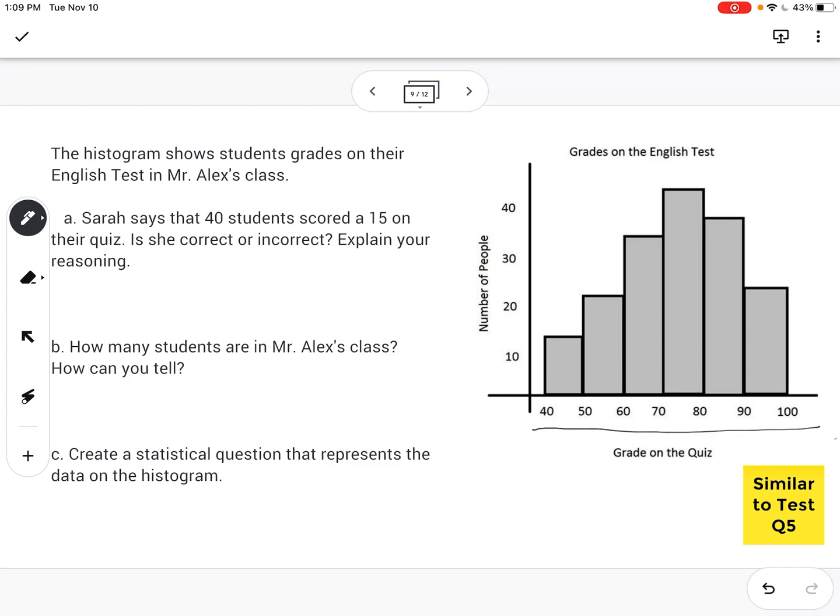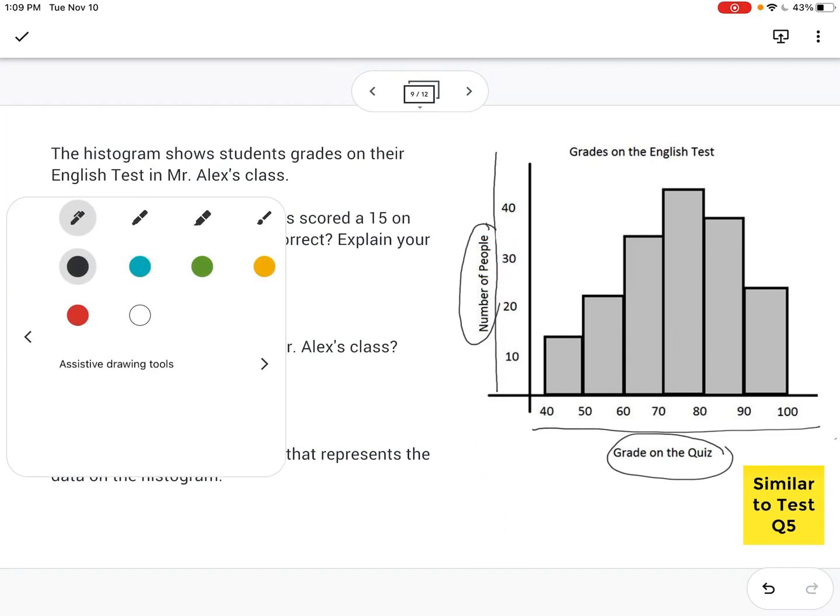So we see that this axis on the bottom represents grades on the quiz. So over here, these ranging from 40 to 100 represent the students' grades on the quiz. And then over here on the left, our vertical column represents the number of people, so the number of people that scored that specific score on their test.